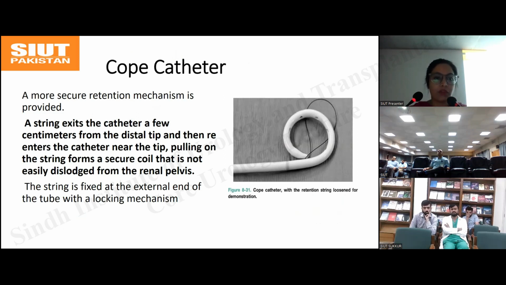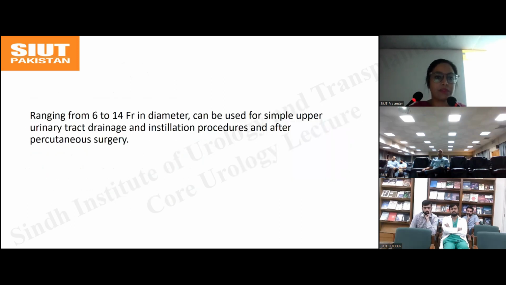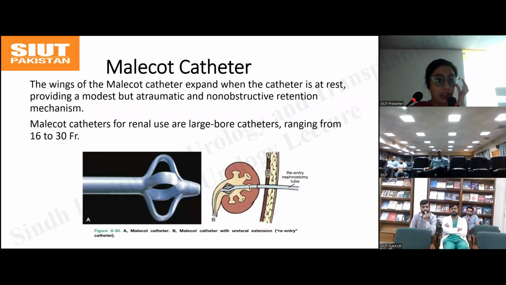Pulling on the string forms a secure coil that is not easily dislodged from the renal surface. The string is fixed at the external end of the tube with a locking mechanism. It ranges from 8 to 14 FR in diameter. It can be used for simple upper urinary tract drainage and instillation procedures and after percutaneous surgery. The Malecot catheter has wings that expand when the catheter is at rest, providing a modest but atraumatic and non-obstructive retention mechanism. The Malecot catheters for renal use are large bore catheters ranging from 16 to 30 French.